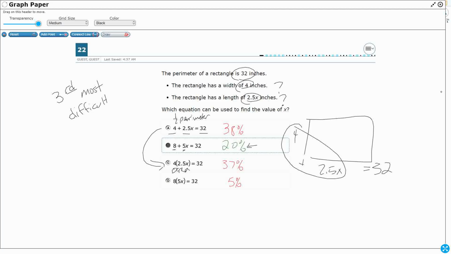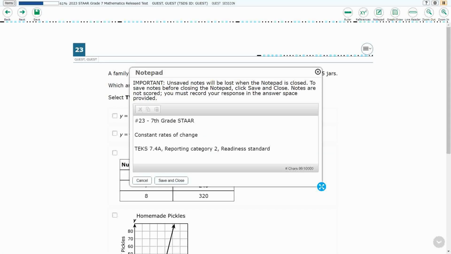So this is one that definitely threw our students off, and they didn't even need to do any calculations. They didn't even need to solve for x. They simply need to set up the equation. So this requires a lot of extra practice, whether it be equations for area or perimeter, area of a trapezoid, area of a triangle. We need to give students tons of opportunities to practice writing these equations out rather than always solving for them. For number 23, we are looking at constant rates of change.